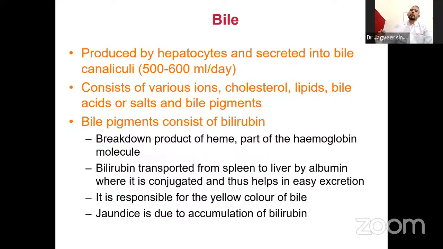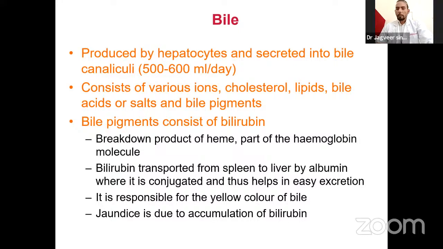Liver also synthesizes bile. So bile is produced by the hepatocyte and secreted into the canaliculi. From there, it reaches the bile duct, and from there to the second part of the duodenum. So this bile contains various ions like cholesterol, lipids, bile acids and salts, and bile pigments. So bile also contains the bilirubin.